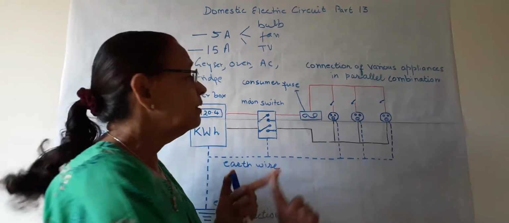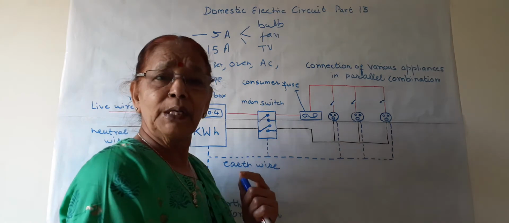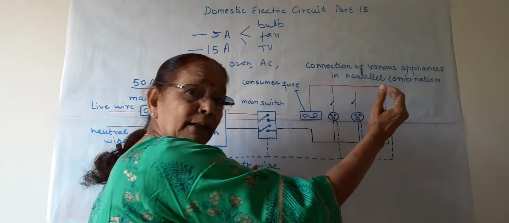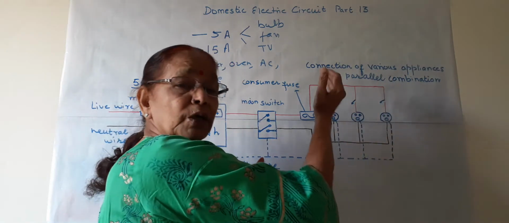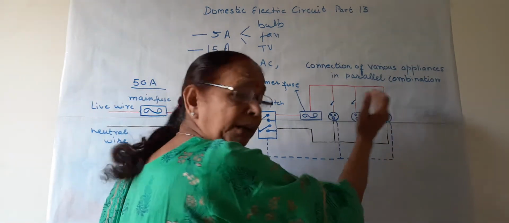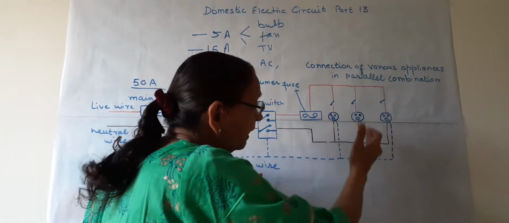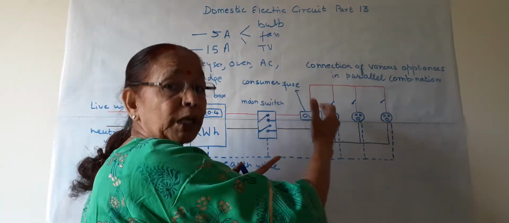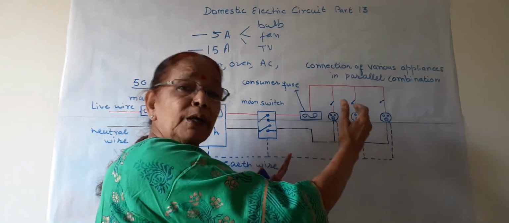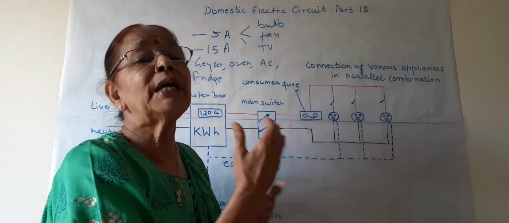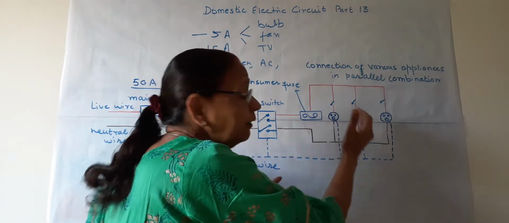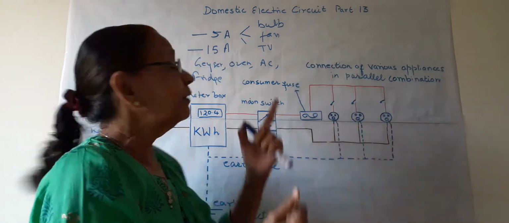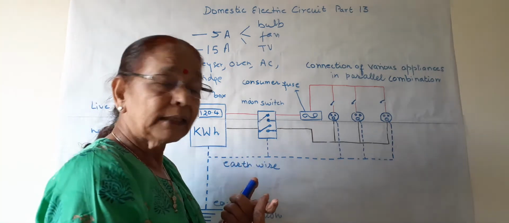The third advantage is, all of you know, this is the parallel combination. In parallel combination, the PD is the same across all the resistors. Suppose these are resistors. So the potential difference is the same in all. So all the gadgets will have the rated potential difference, so they will have the rated current. All can work efficiently due to the same potential difference of 220. This is the other advantage.